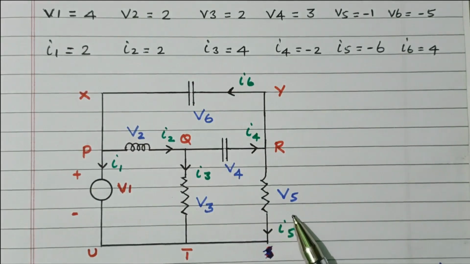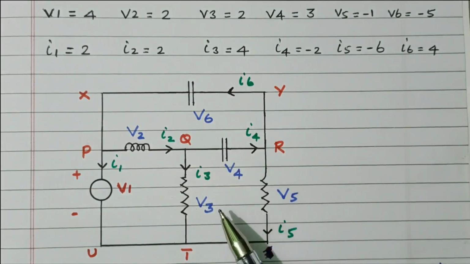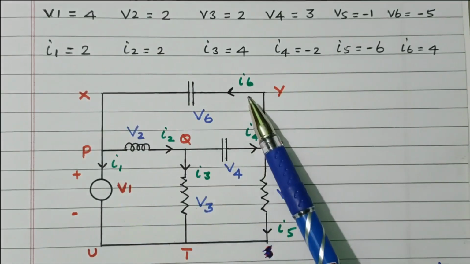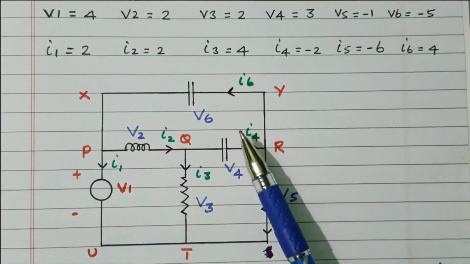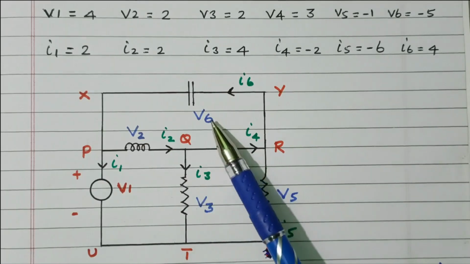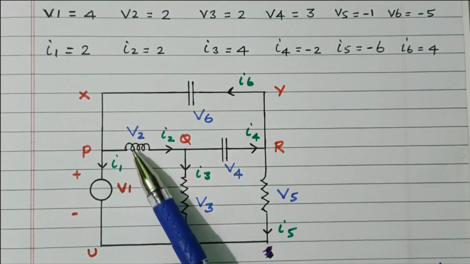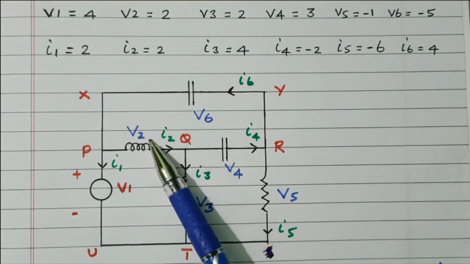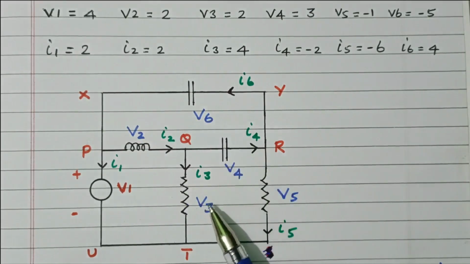Then take another loop, P, Q, R, Y, X. If you take this loop, there is no voltage source. The sum of the voltages is equal to 0. V2 plus V4 plus V6 equals 0. So the first loop: V1 equals V2 plus V3. Second loop: V3 equals V4 plus V5. Third loop: V2 plus V4 plus V6 equals 0. So we will verify that later.